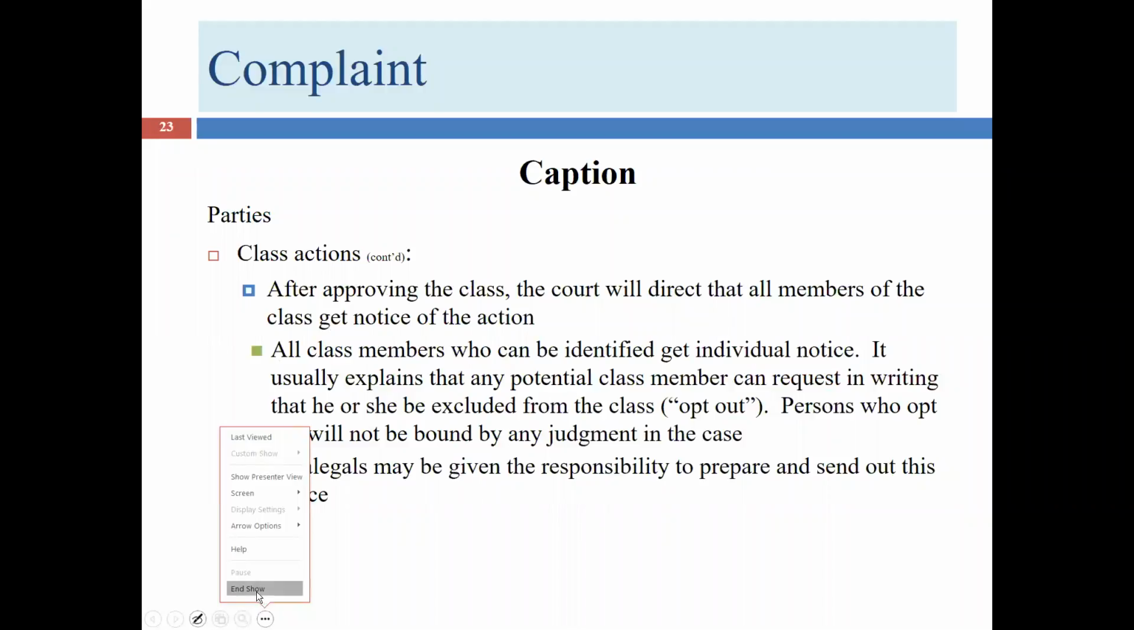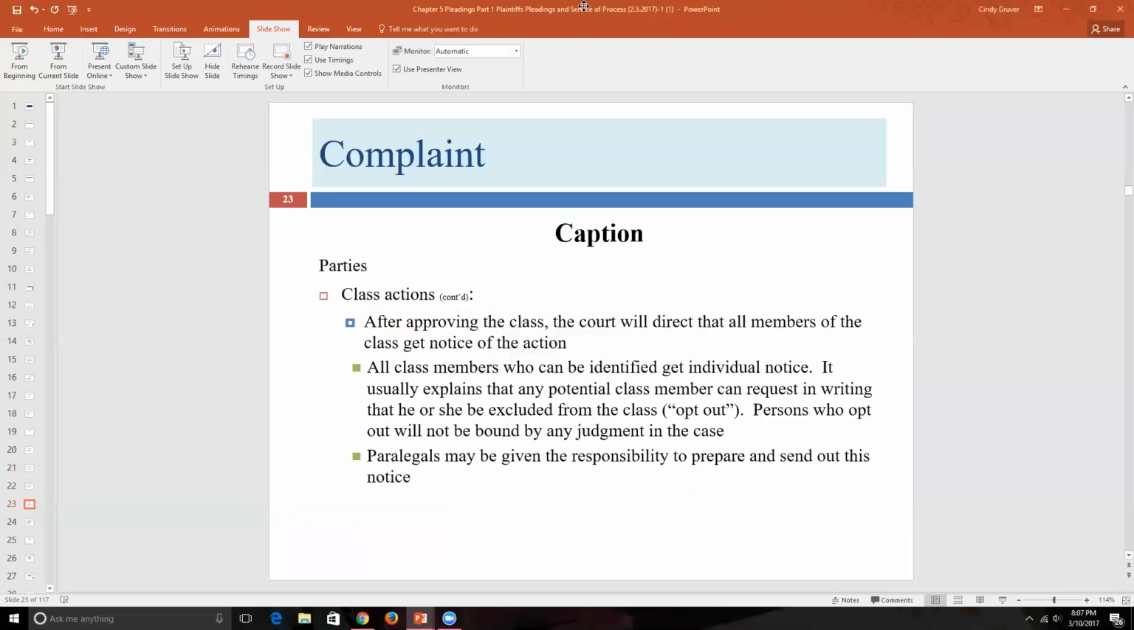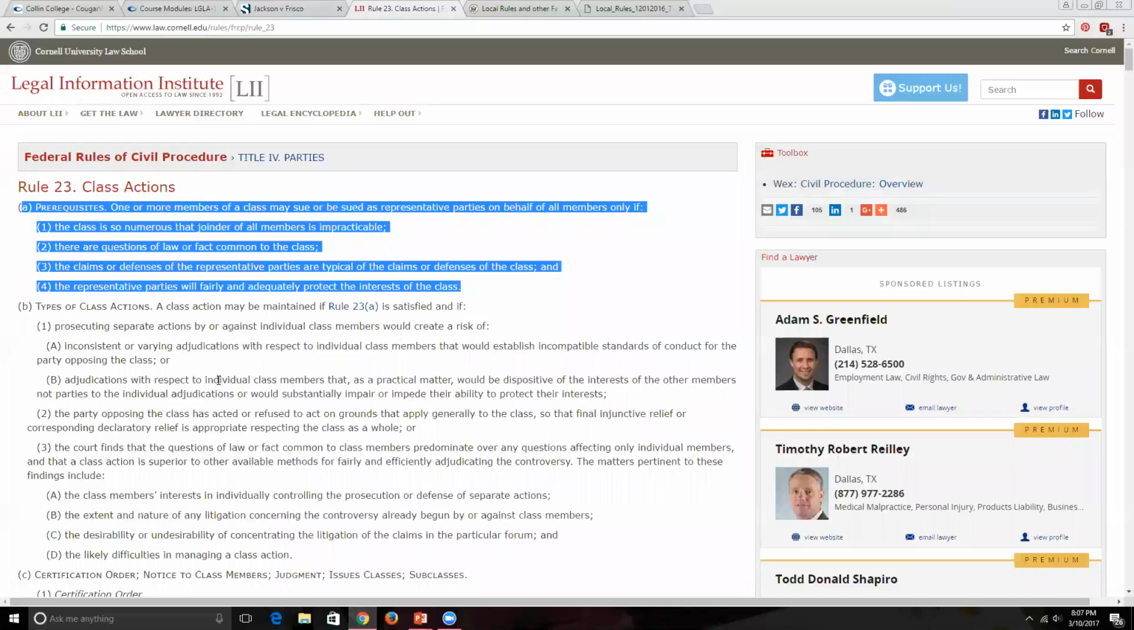Let's just pause here and look at the rules. I went through the rules briefly from the perspective of the slide, but here we'll see the actual rules, and you can see really what is on the PowerPoint is just a summary of the rules that are already actually part of the rules. You can see here the requirements are: the class is so numerous that joinder of all members is impracticable. There are questions of law or fact common to the class. The claims or defenses of the representative parties are typical of the claims and defenses of the class, and the representative parties fairly and adequately can protect the interests of the class.